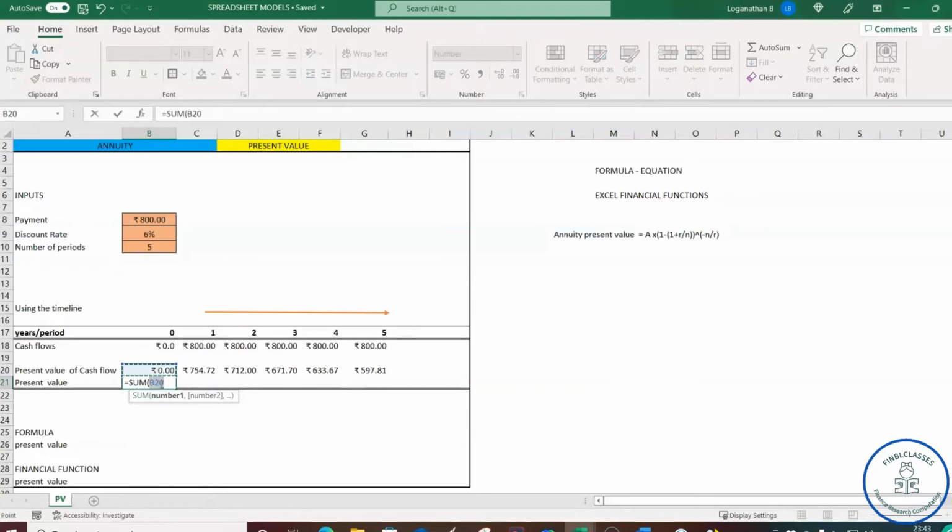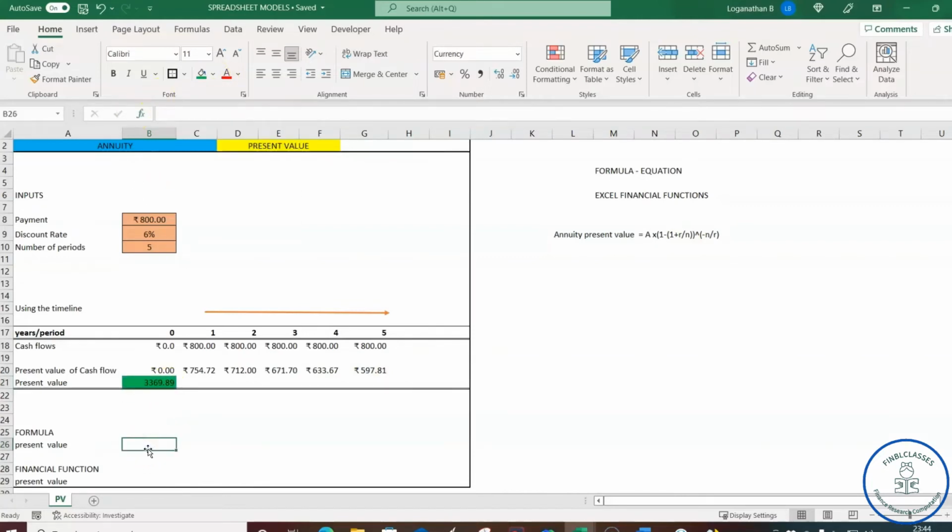You add all this, shift left arrow key, select all the cells from B20 to G20, then press enter. So you'll be getting the value 3369.89. Okay, 3369.89, right? So now we'll be applying the formula over here. Okay, so this is the value that we'll be getting here.